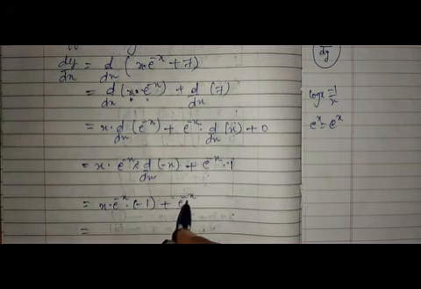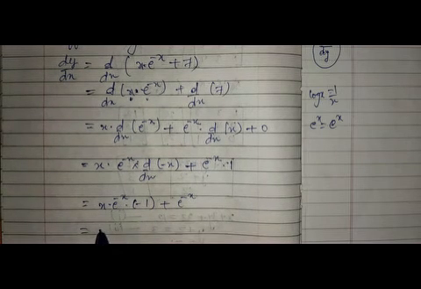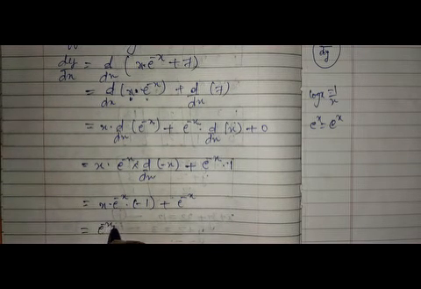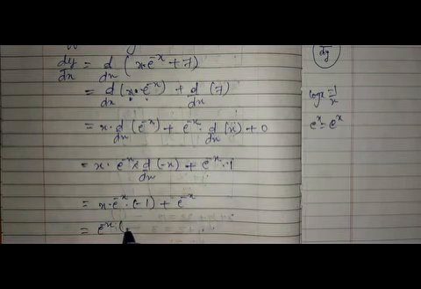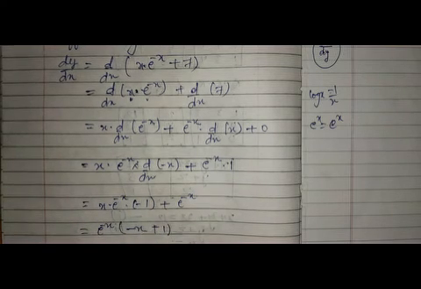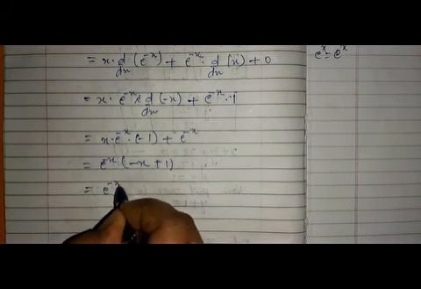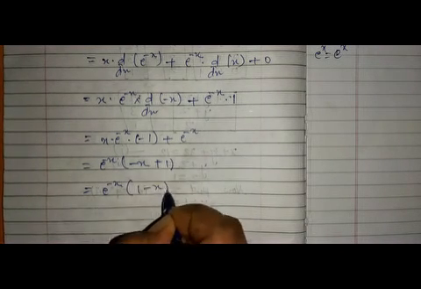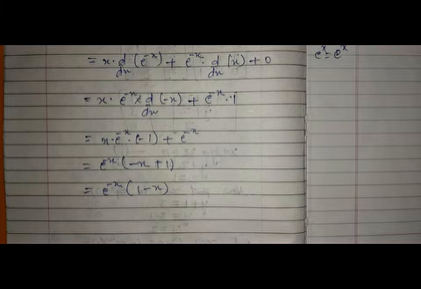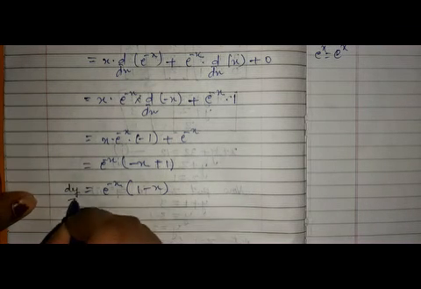Since e raised to minus x is coming in both the terms, we can take it common. Here it is minus x plus 1. Now we arrange these terms. e raised to minus x in bracket 1 minus x. Clear? It is dy by dx.